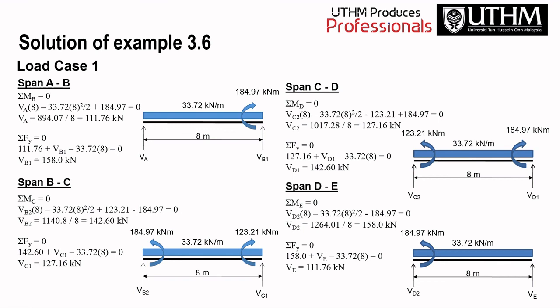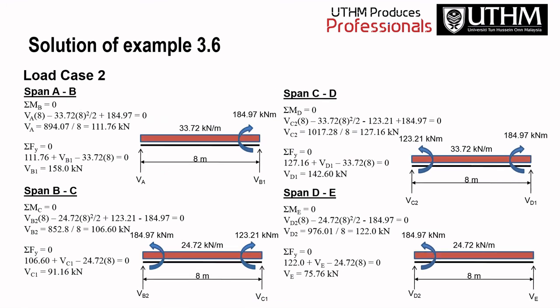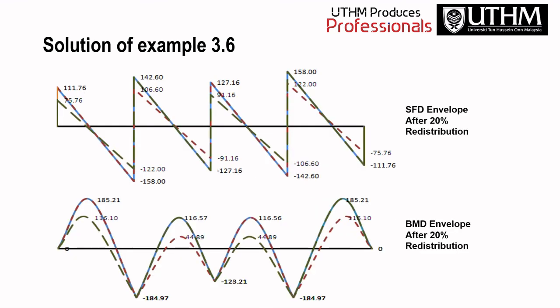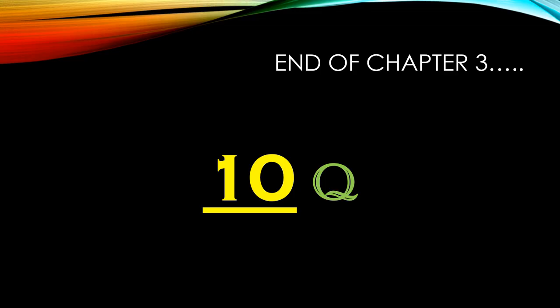Again, you need to calculate manually for each reaction: VA, VB1, VB2, VB3, and so on. You need to follow the same procedure as the moment distribution method. Then you plot the SFD envelope and also the BMD envelope. You can see that after 20% redistribution, the shear force and the bending moment diagram decrease. Okay, so thank you for this chapter, and see you in the next chapter.